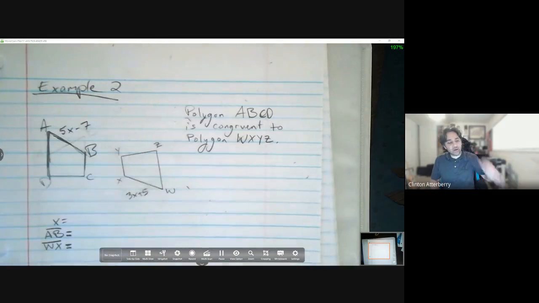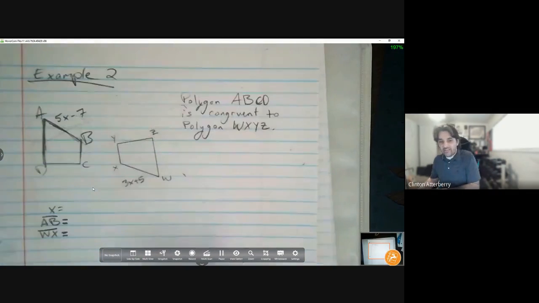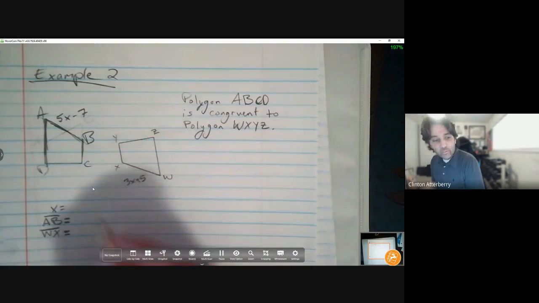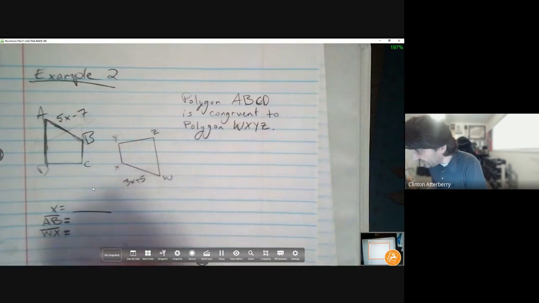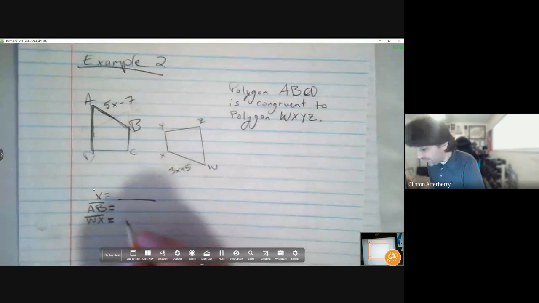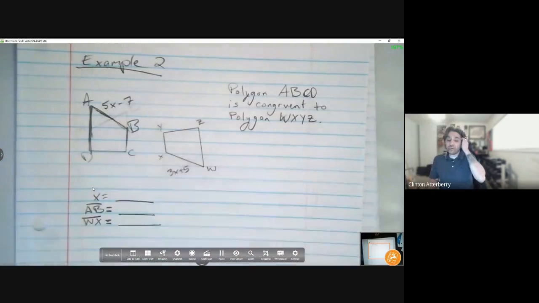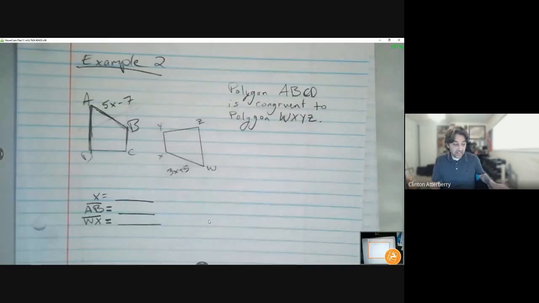Okay, so what they're going to ask you is to find these 3 pieces of information. They want you to find what x equals, what the piece AB equals, and what the piece WX equals. Now, they didn't give you a lot of information, which at first can be kind of daunting and frustrating. However, they gave you enough information that you need.